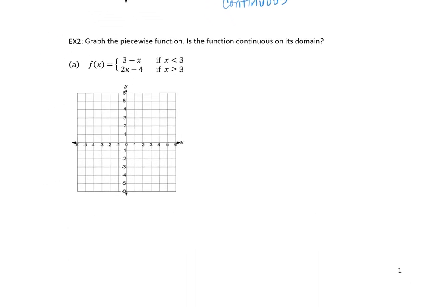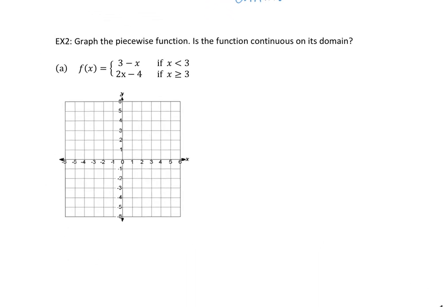Let's graph another piecewise function. In example 2, we have f of x is equal to 3 minus x if x is less than 3, and 2x minus 4 if x is greater than or equal to 3. What's really nice about this textbook is when they look at their piecewise functions, they'll typically start with the smallest interval or the smaller numbers and then go to the larger ones. So it's easier for you to graph from left to right.